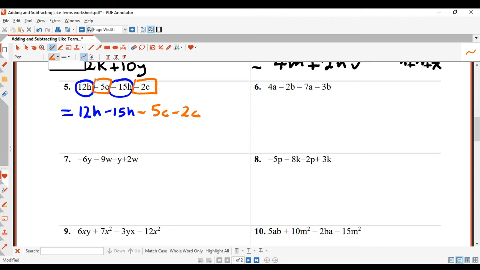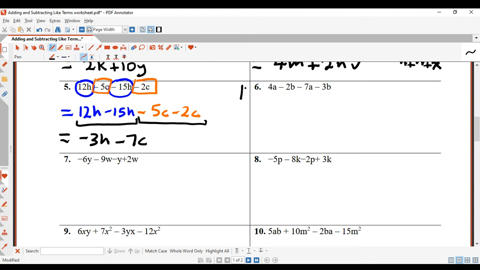Okay. Now for your answer, be careful. 12h minus 15h. 12 minus 15 is negative 3. So this is negative 3h. Now be careful here. This is not 5c minus 2c. This is minus 5c take away 2c. So you've got to think of this as negative 5 take 2. Okay, so negative 5 take 2 is negative 7c. Okay.